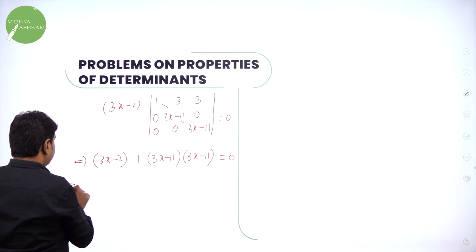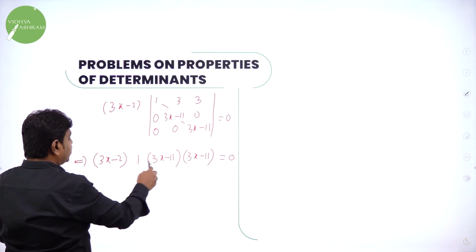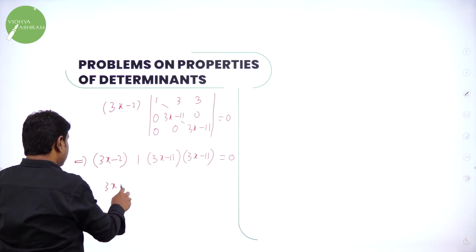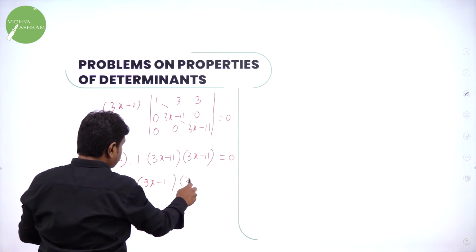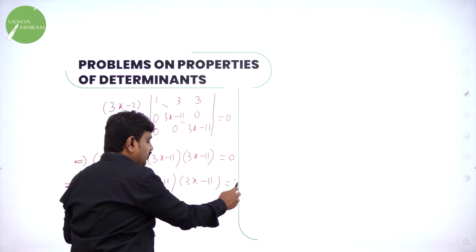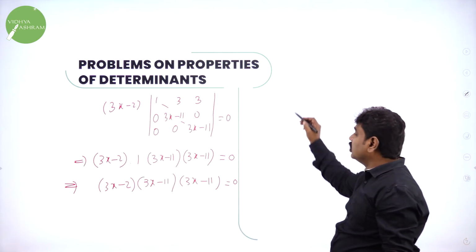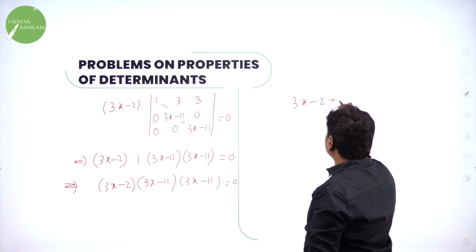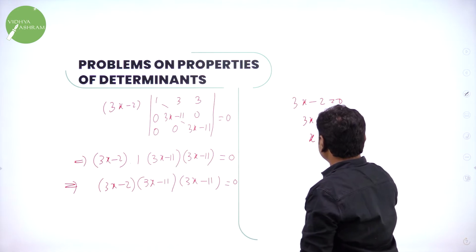If you expand also you will get the same. Now see, product of 3 terms is 0. So now we got 3x minus 2 into 3x minus 11 into 3x minus 11 is equal to 0. If the product of 3 terms is 0, then each term is also 0. So now 3x minus 2 is 0. So 3x is equal to 2, or x is 2 by 3.